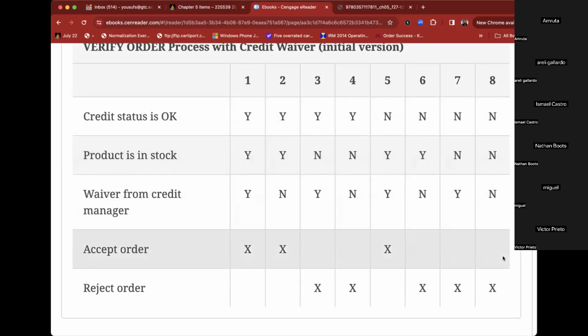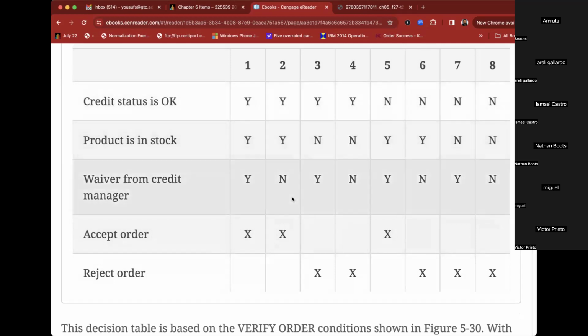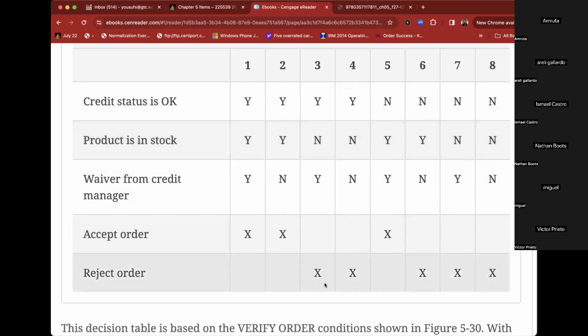Now let's start analyzing this. Okay. If credit status is okay and the product is in stock, can the order be accepted? Yes. Okay. If credit status is okay and product is in stock, even though manager is not willing to sign, we don't even need the manager to sign because the credit status is okay. So the order will go through. Okay. Now, if the product is not in stock, like in both of these cases, none of the other conditions matter. Manager willing to sign or not, credit status is okay or not, that doesn't matter. You cannot order because it's not even there.